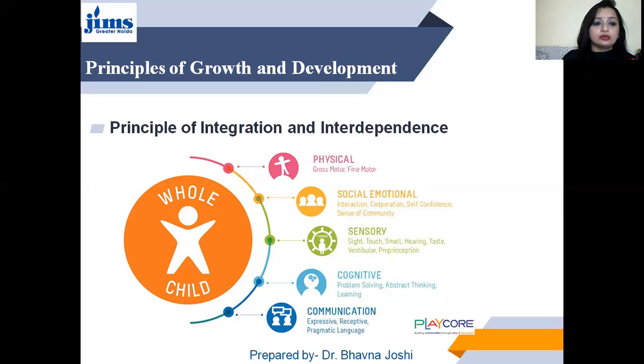It is not so that a child will develop only physically, but not cognitively, not language-wise, not socially, not emotionally. No, the rate of speed may differ from person to person. Physical development could be more and emotional could be less, but it is not that they are not interrelated. They are very much interrelated. They are integrated and interdependent on each other.